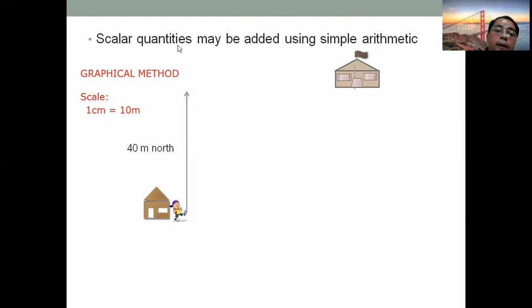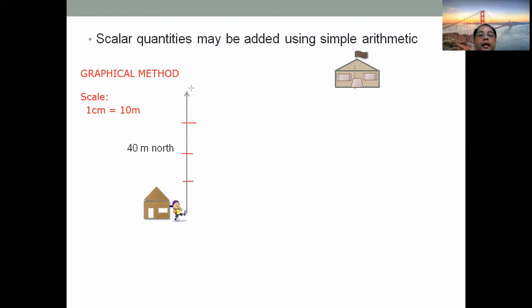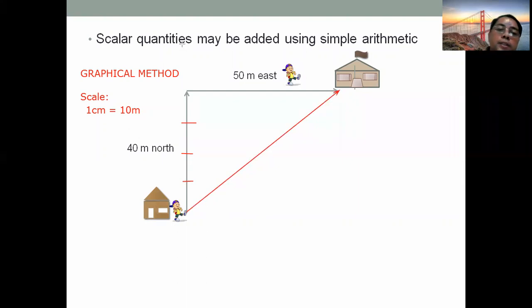So maybe you will apply some kind of scale here. So 1 unit of this drawing is 1 cm, and therefore we are able to draw north 40 meters. Next, we draw the second part. Since the boy walked right, or goes east, he walks for 50 meters east, and then therefore reaches the school. So question: how far is the boy from the school? Then maybe we will use that same scale and determine the third red line.